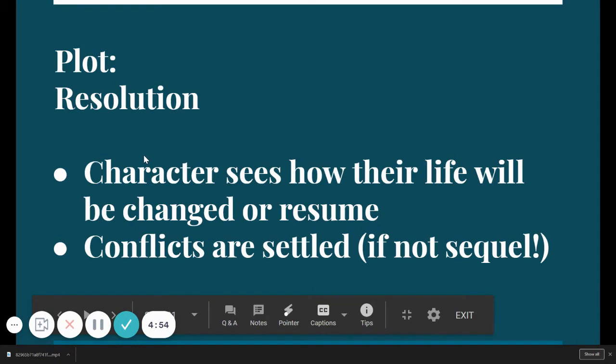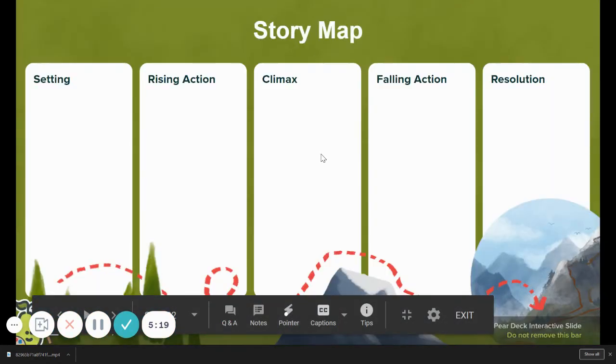And resolution is typically more calm. It resets the stage, and the character sees how their life is going to be changed, or how they're going to resume their life. The conflicts are generally settled. If they're not settled, then you can be prepared for a sequel. And if it has a cliffhanger ending, then that's still the resolution. It just leaves you wanting more. So it's okay to have resolutions and plot endings like this.